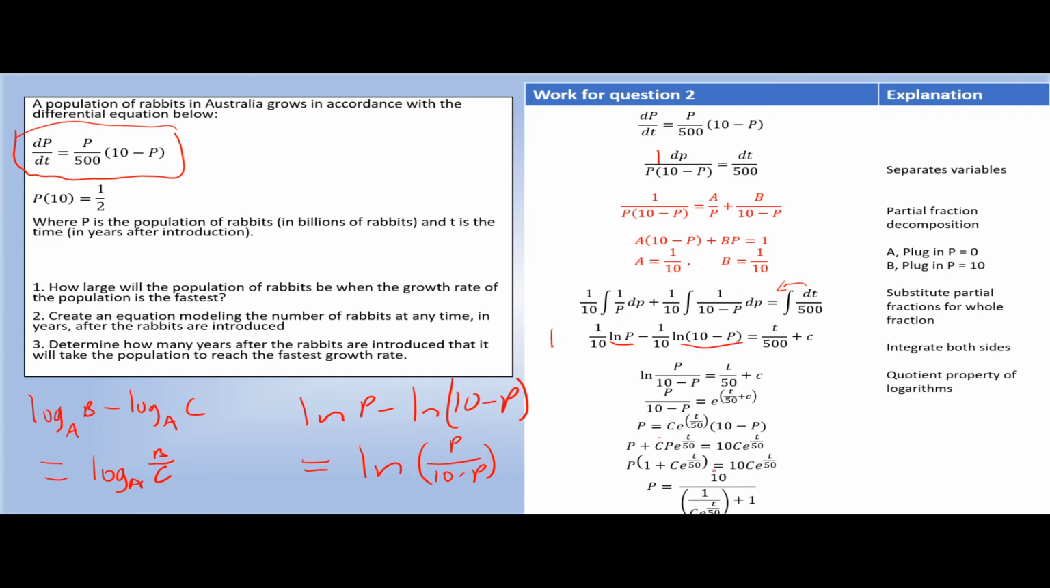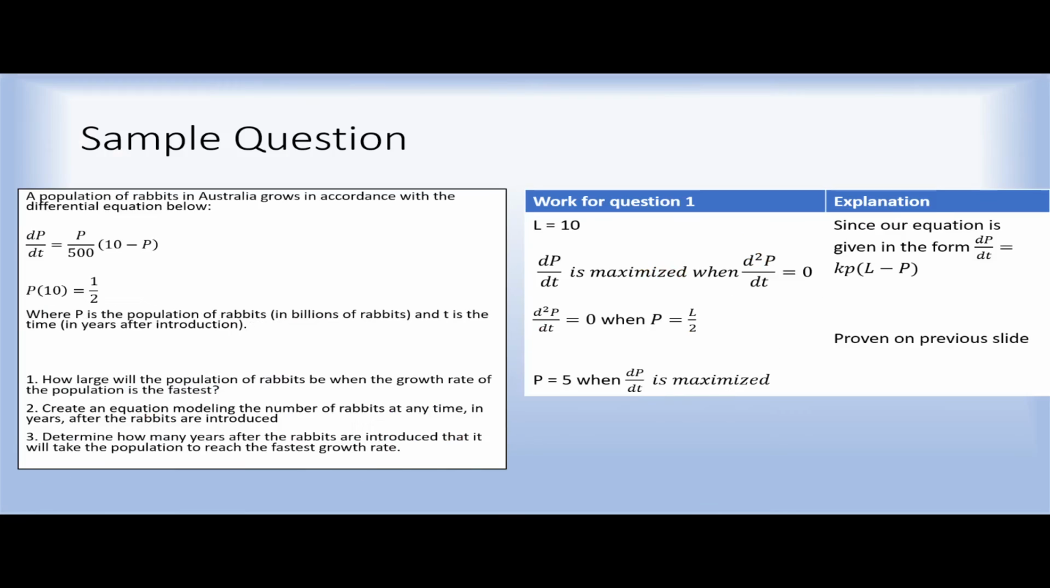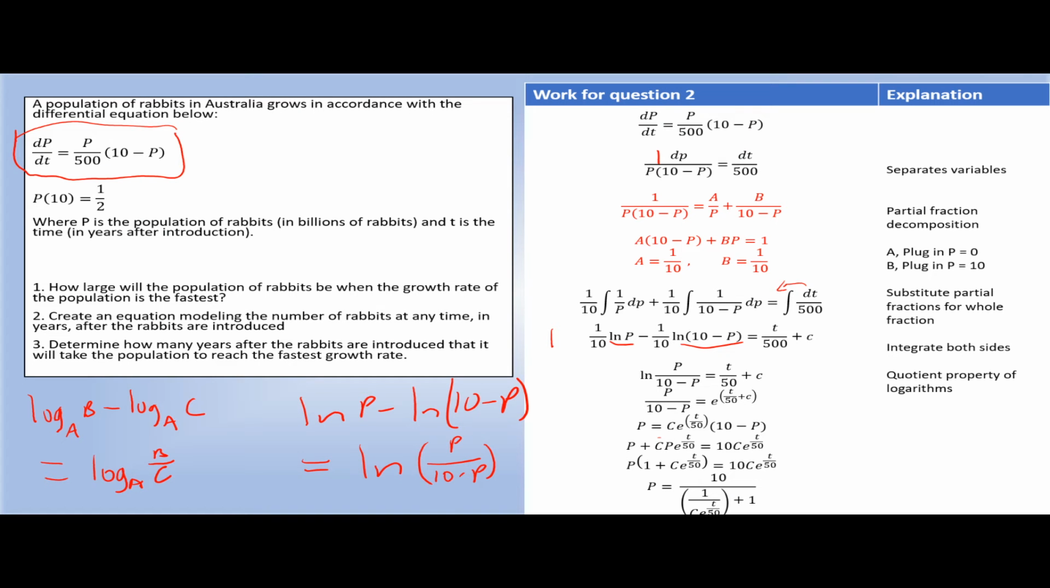From here, I could plug in our given, which was when t is 10, our population is 1/2, to solve for c. I could plug in t equals 10, p equals 1/2, and solve for c from here, and I would get a general form. I did do it last time. I'm not going to do it now, because we just did one of those in the other problem. But the hard part here is really the partial fraction decomposition from a logistic equation. Any questions on what we did?